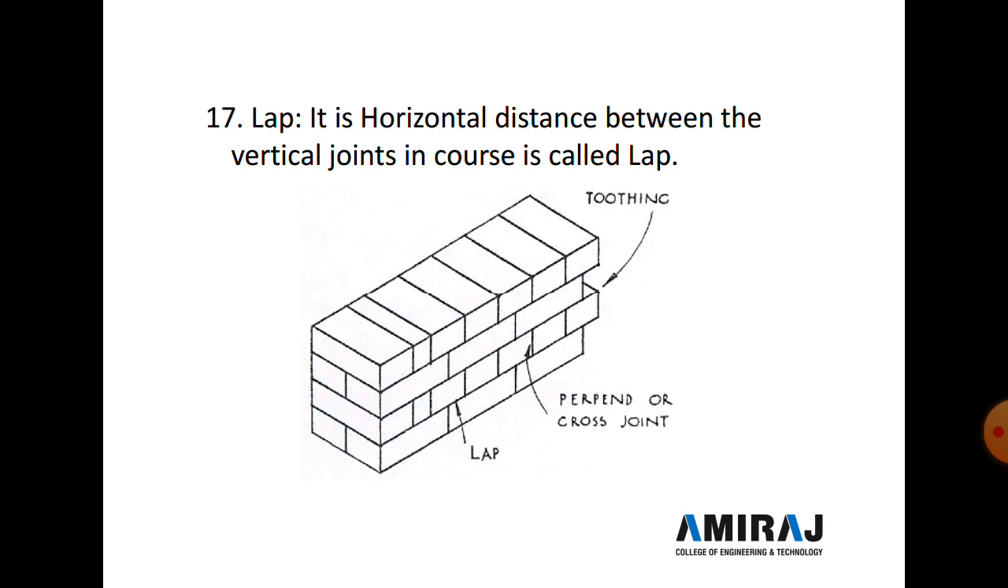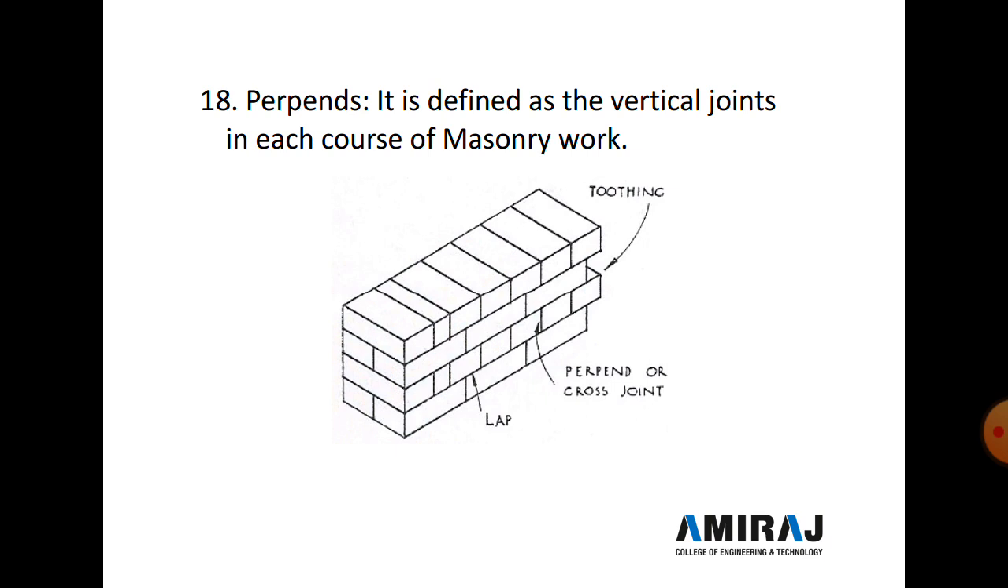Now next definition is a lap. So what is lap? It is the horizontal distance between the vertical joints. See this figure. In the figure you can see the upper and lower vertical joints. The distance between the two vertical joints is called a lap.